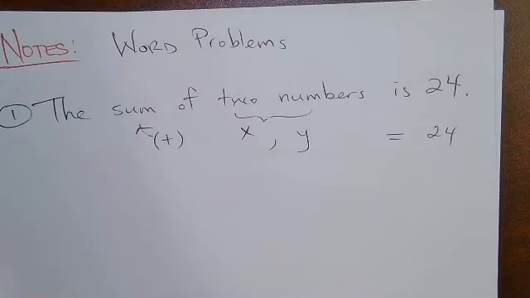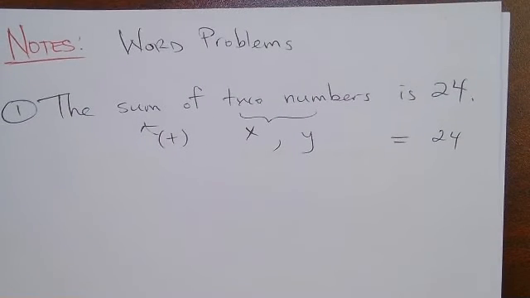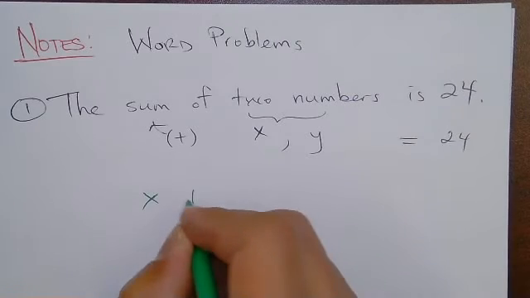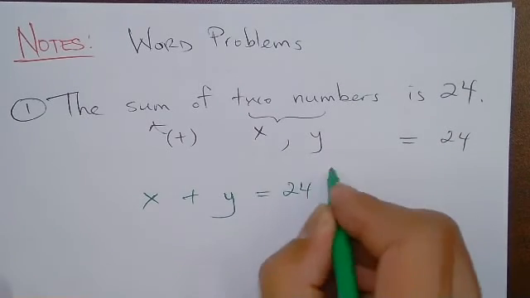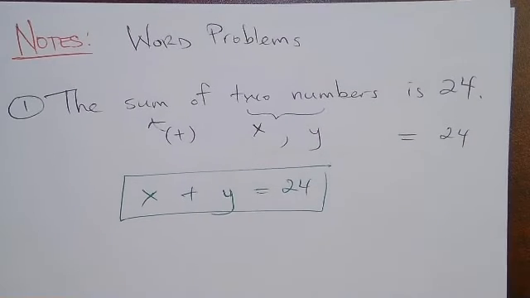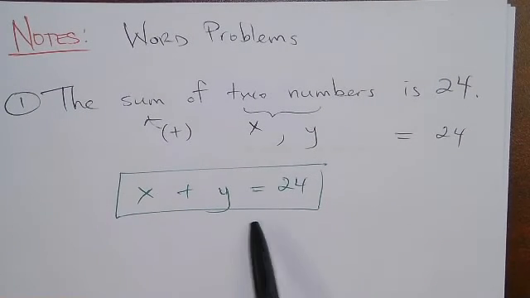Okay, so how would you write an equation that translates this? The sum of two numbers is 24. X plus Y equals 24. That's it. I mean, that's not the answer, but that would be the way you translate it, right? You're going to translate it from words to a math equation.